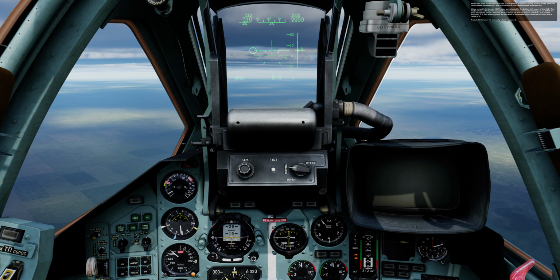Press left control and tilde to manually select waypoint 1. Good. You will now see that waypoint 1 is selected with a range of 8.6 kilometers. Press left control and tilde again to select waypoint 2. You can see that waypoint 2 is 15.5 kilometers from us.